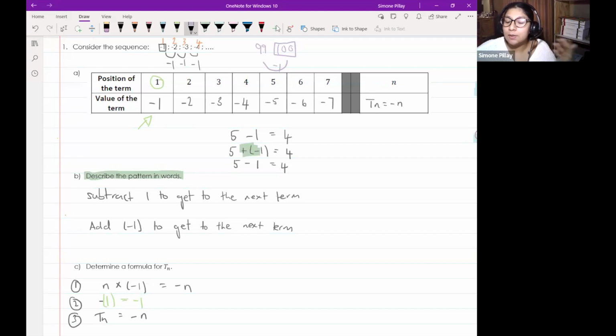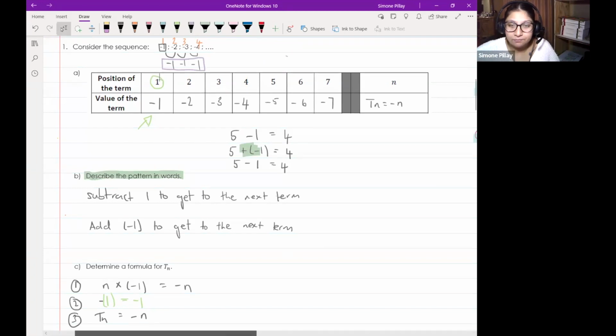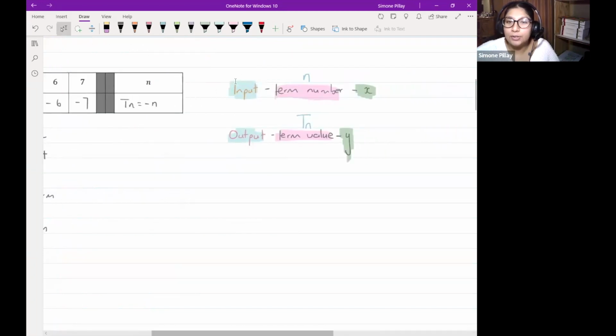In other words, when my input is 100, what is my output going to be? That's what the formula does. And so the way that we find our formula is we take what we have to do to get from one term to the next, and we multiply it by our input. And remember now, our input is also known as the term number, which we can represent as n.